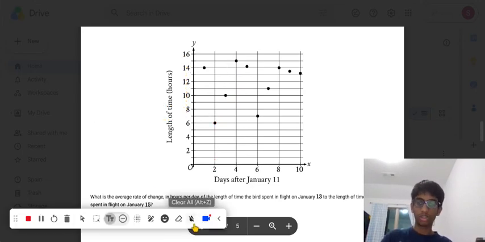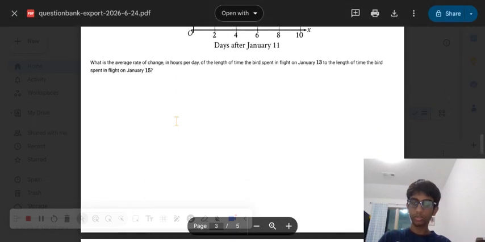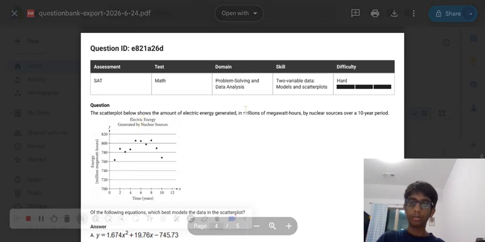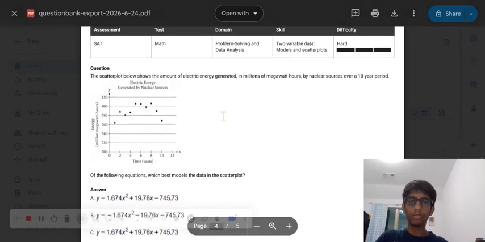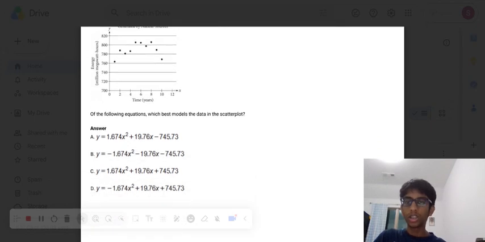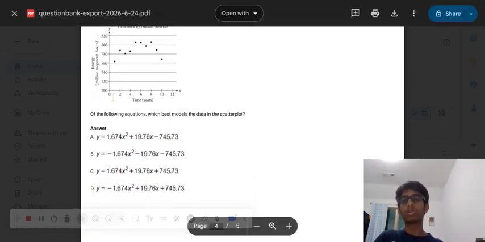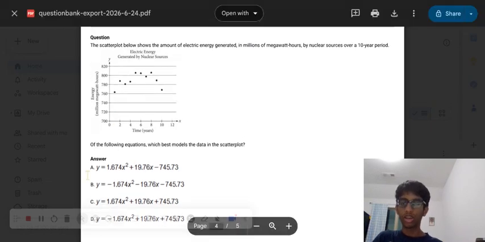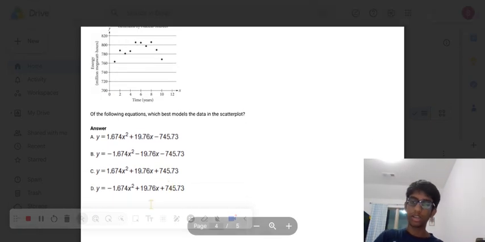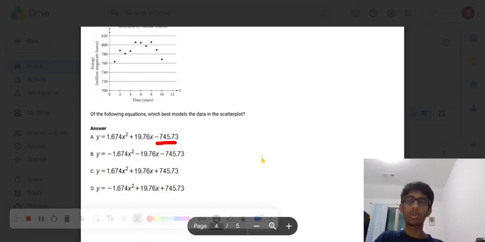Moving on to the next question, we have the scatter plot below shows the amount of energy generated, in millions of megawatt hours, by nuclear sources over a 10-year period. Which of the following equations best models the data in the scatter plot? Okay, so what do we know about our quadratic equations, right? We know that your c value is going to be your y-intercept.